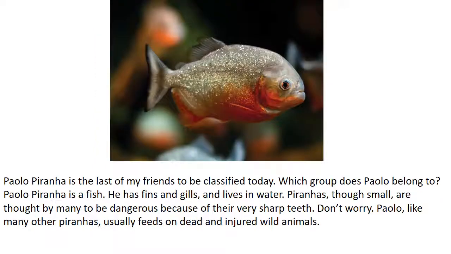Paulo Piranha is the last of my friends to be classified today. Which group does Paulo belong to? Paulo Piranha is a fish. He has fins and gills and lives in water. Piranhas, though small, are thought by many to be dangerous because of their very sharp teeth. Don't worry, Paulo, like many other piranhas, usually feeds on dead and injured wild animals. That's not that reassuring to me either. But anyway, good.